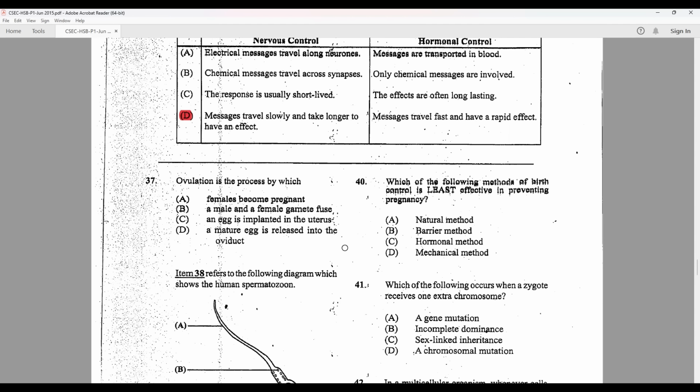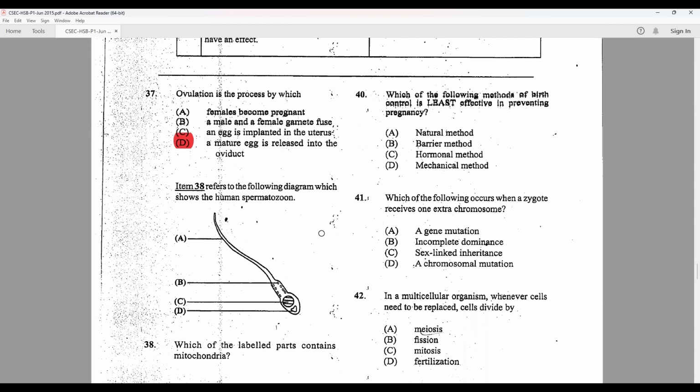Ovulation is the process by which females become pregnant. No, it is not. A male and female gametes fuse. That's called fertilization. It is not. An egg is implanted into the uterus. No. A mature egg is released into the oviduct. Yes. So D. D is the answer for number 37.